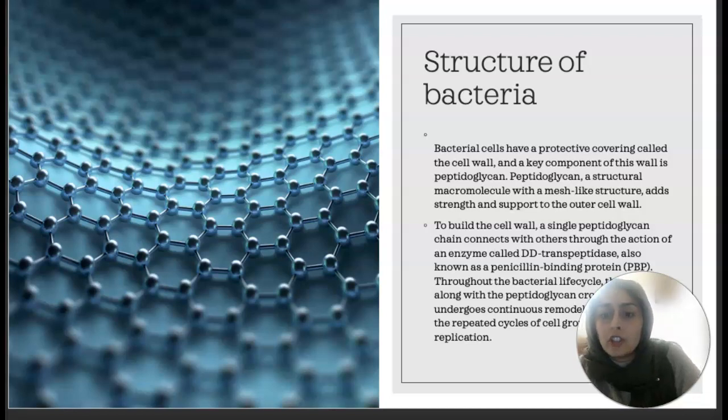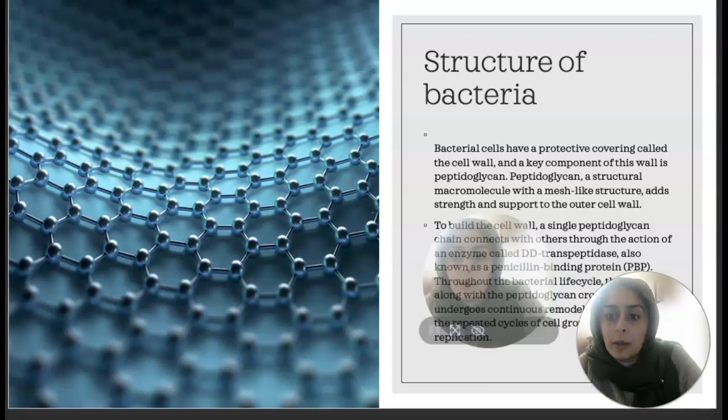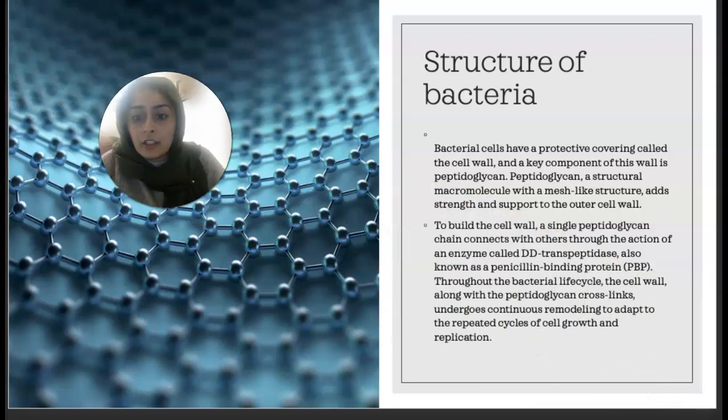To build the cell wall, the peptidoglycan chain connects with others through the action of an enzyme called DD-transpeptidase, which is also known as penicillin-binding proteins. Throughout the bacterial life cycle, the cell wall and peptidoglycan crosslinks undergo continuous remodeling to adapt to repeated cycles of cell growth and replication.